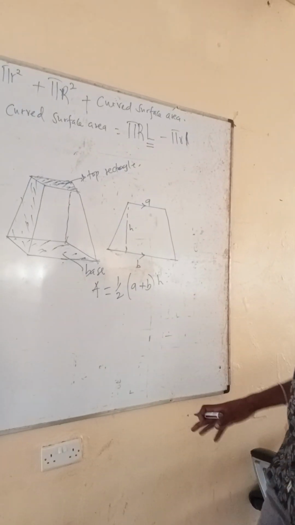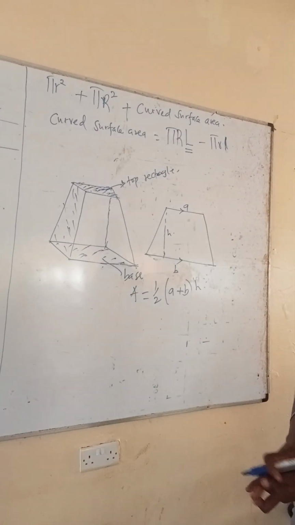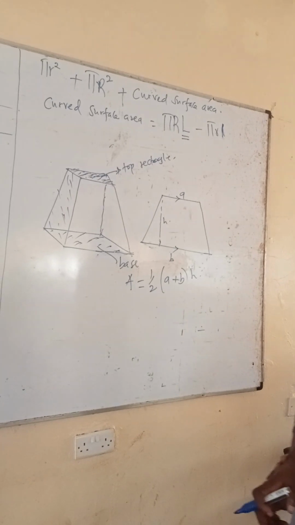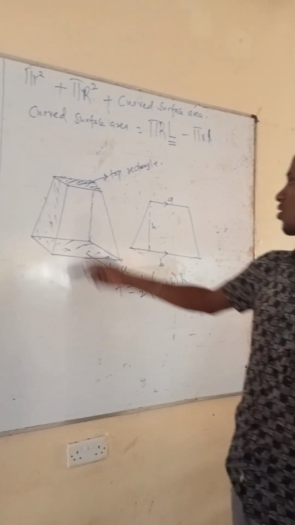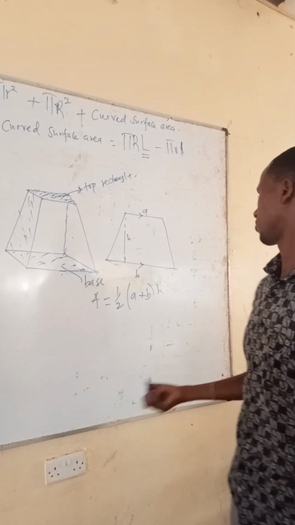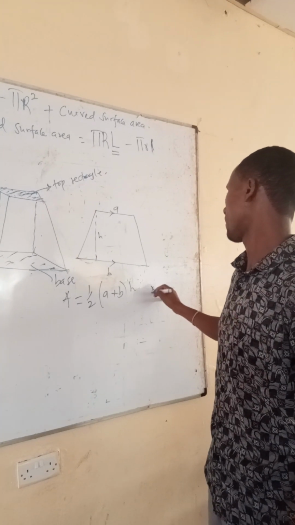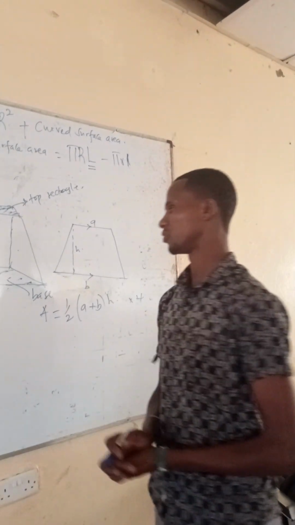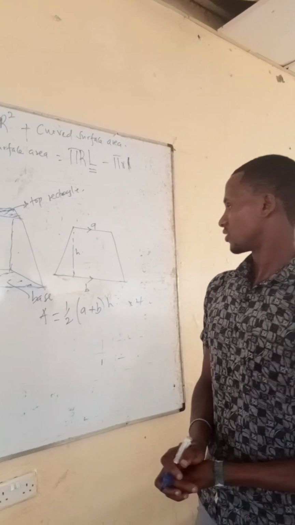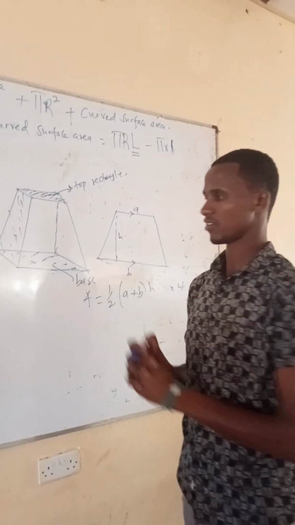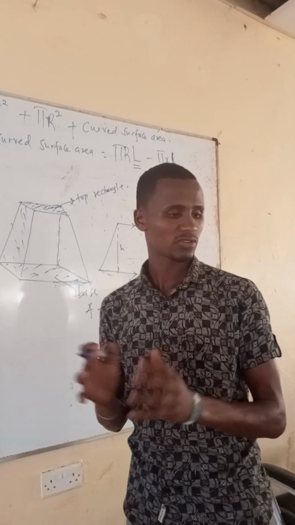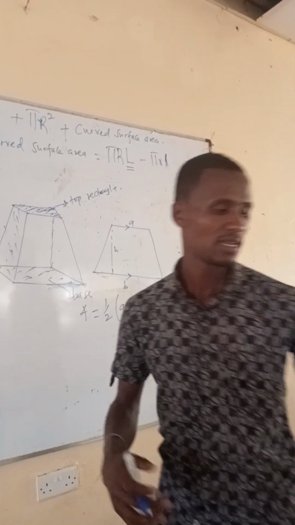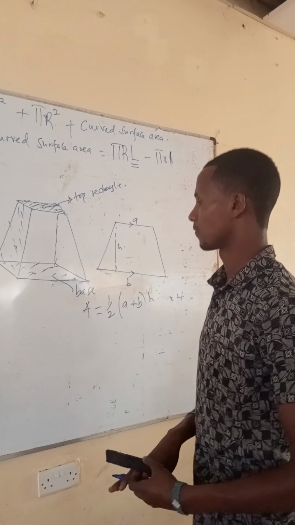And if you do that, then you multiply by the number of trapezia that you have. How many trapezia do we have? 1, 2, 3, 4. So we multiply by 4. That is how you get the surface area of that. So that is how we get the surface area of a frustum: you just look for the areas of the different surfaces that the frustum has.